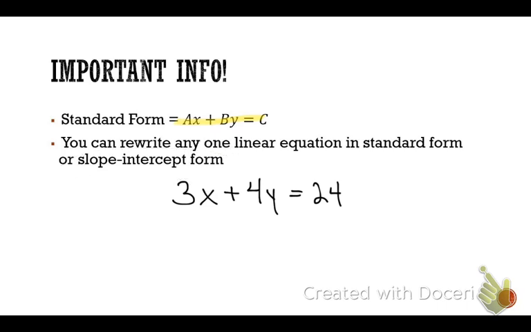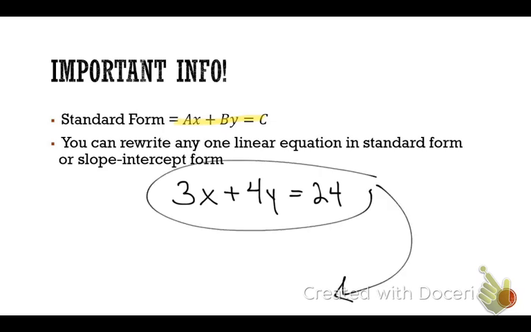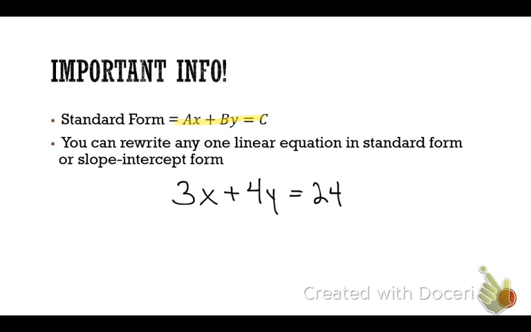We cannot graph the equation as it is right now in standard form. You can't just say, oh, the slope is 3 and the y-intercept is 24. It's not ready to graph yet. So what would be my first step to get it from standard form down into slope-intercept form? What would be step 1, Jason?